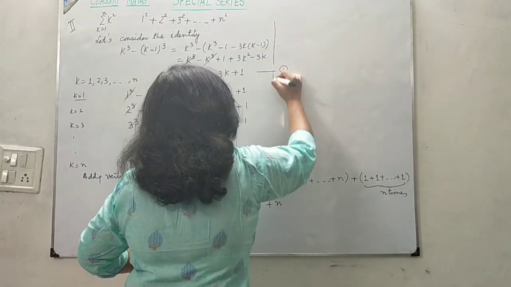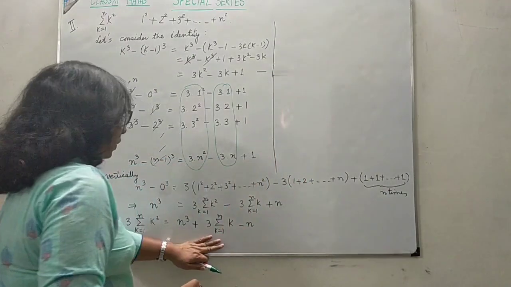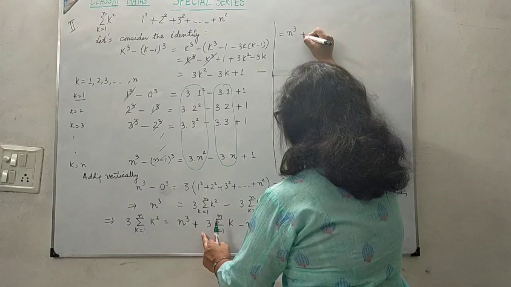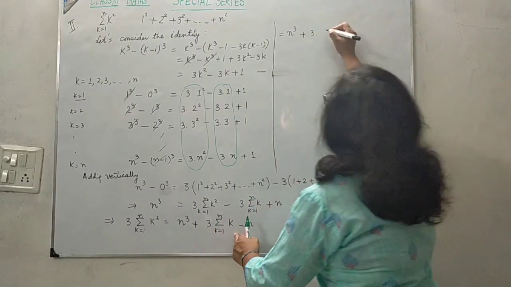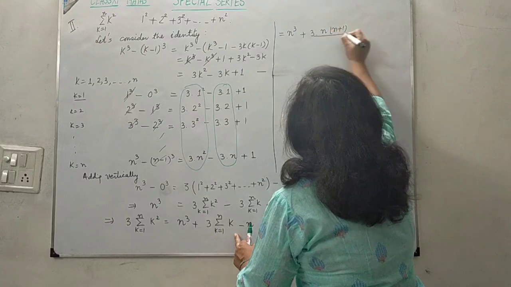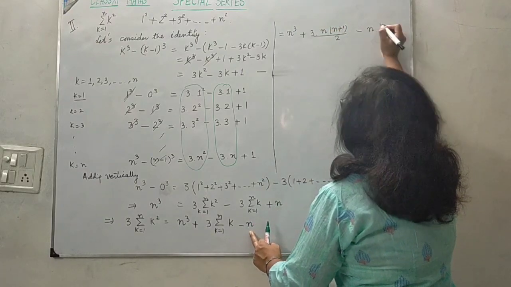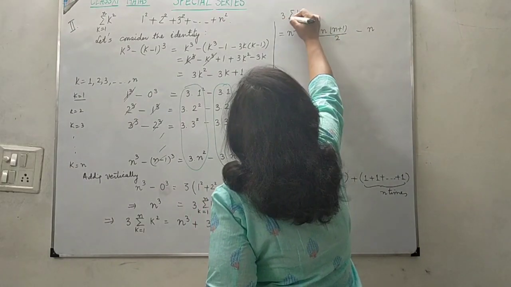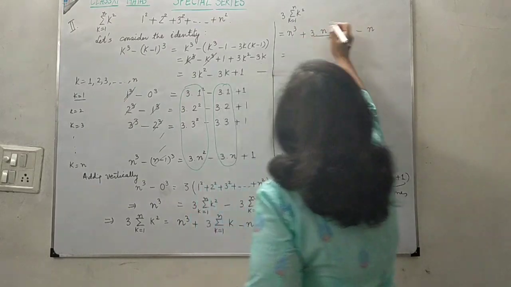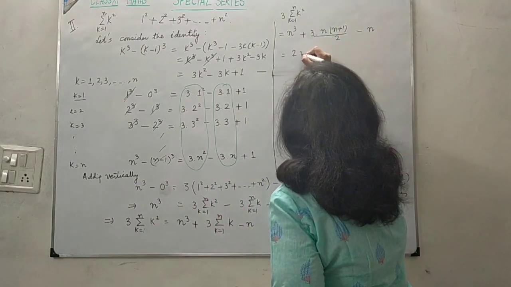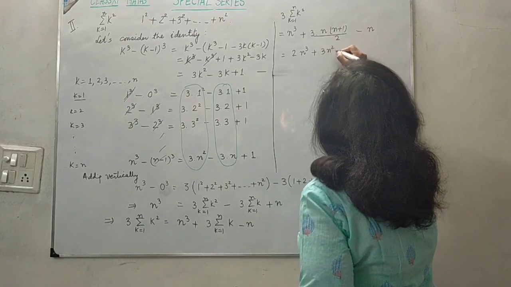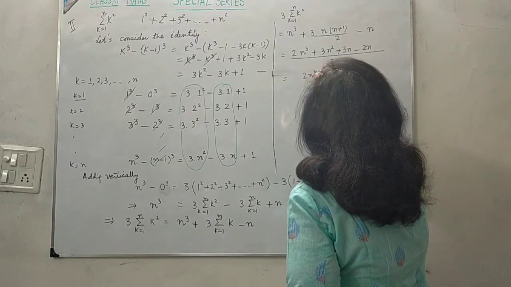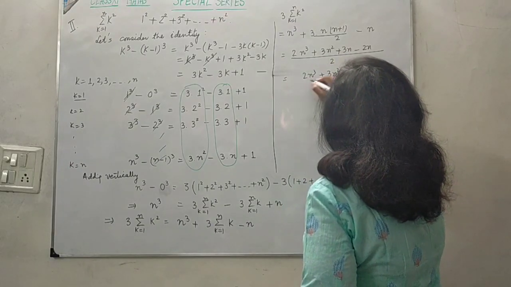And if I now simplify by substituting the special series formula which we have derived earlier, this is plus 3 times sigma k, which is n into n plus 1 by 2, and this is minus n. So now this is your 3 times sigma k square, k running from 1 to n. Now let me simplify first of all this by taking LCM. This is 2n cube plus 3n square plus 3n minus 2n upon 2, and we have here 2n cube plus 3n square plus n by 2.